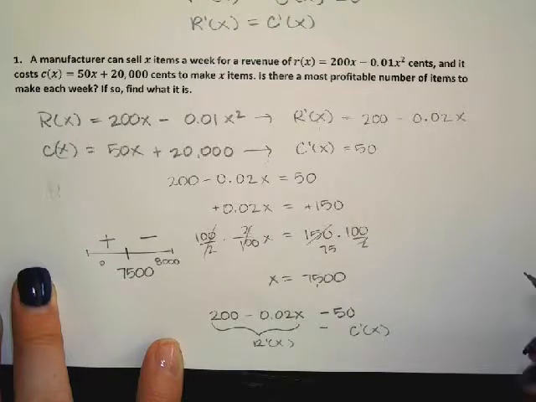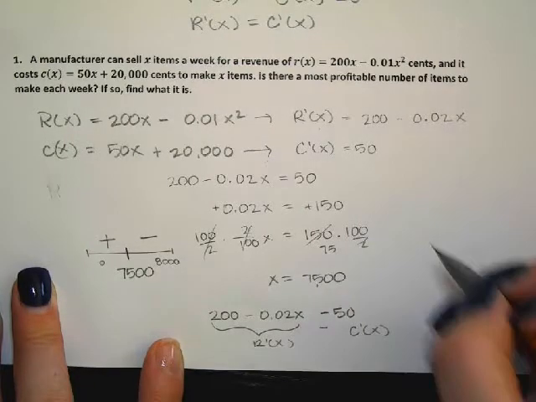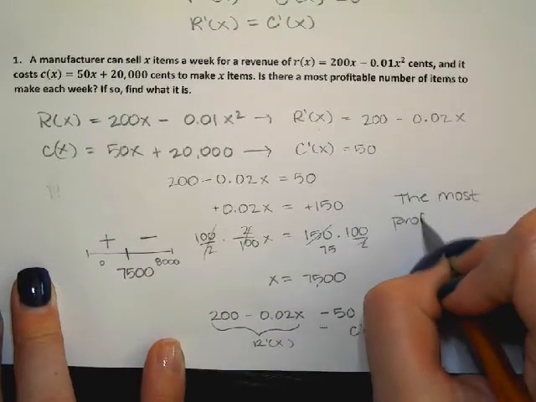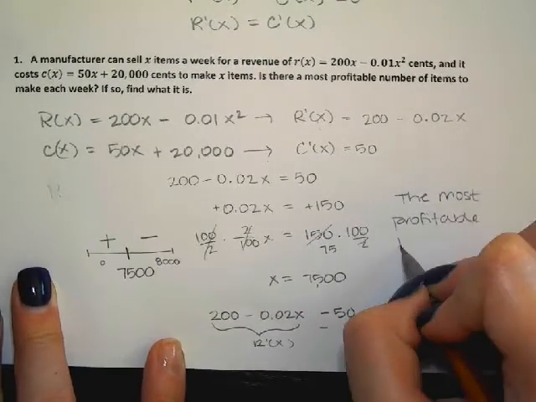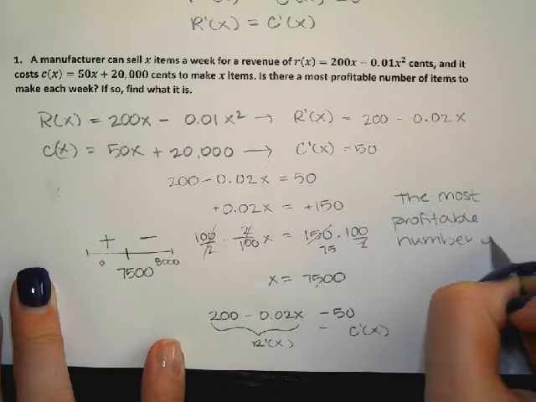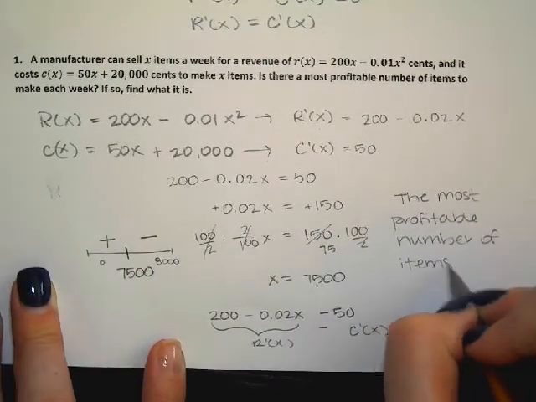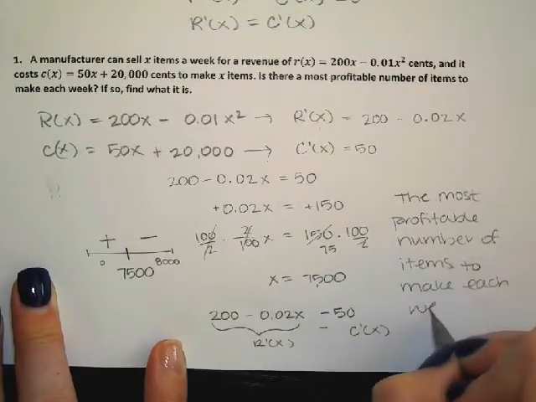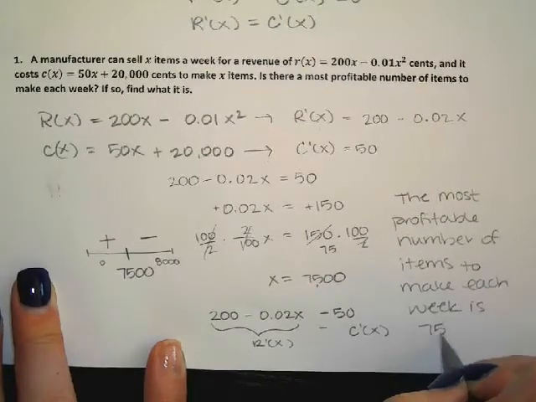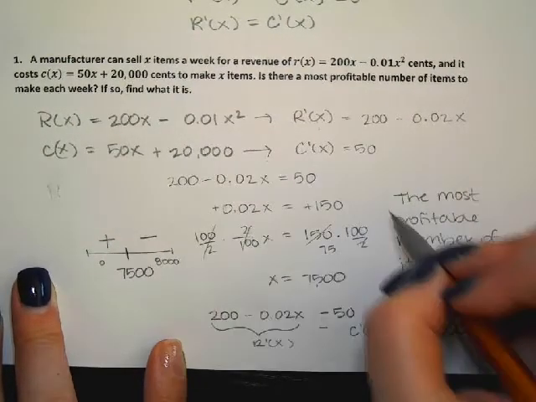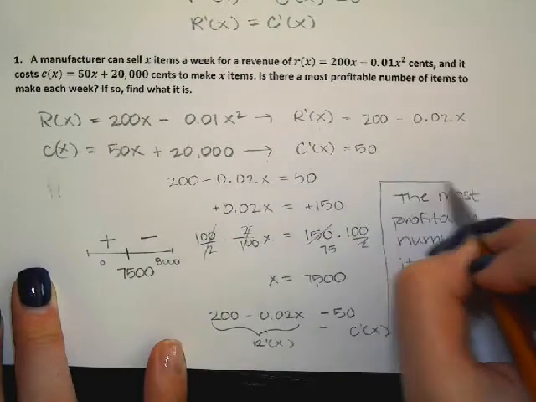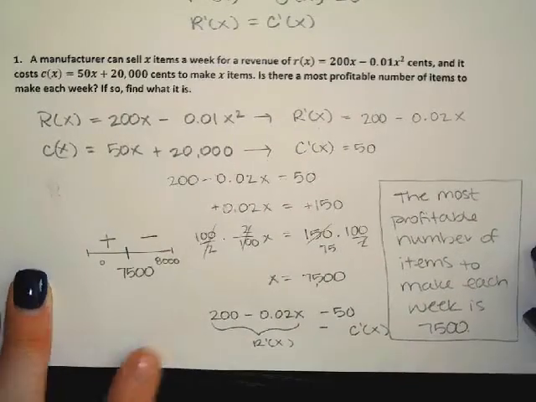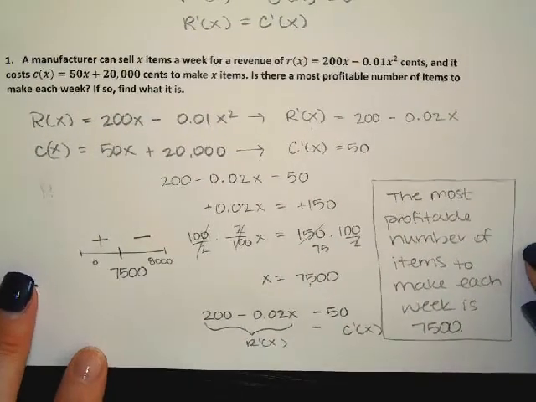So we're going to say the most profitable number of items to make each week. Alas, if only it were so easy to boil down profits and cost and revenue into such simple equations in real life. The math is easy, but this is the starting point. The equation building is the hard part.